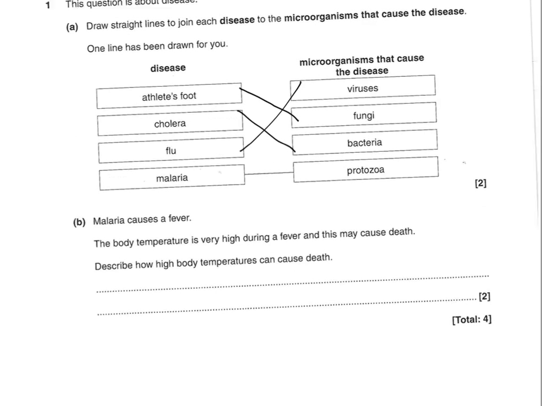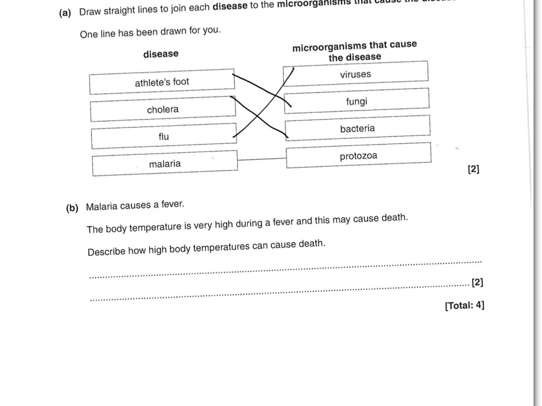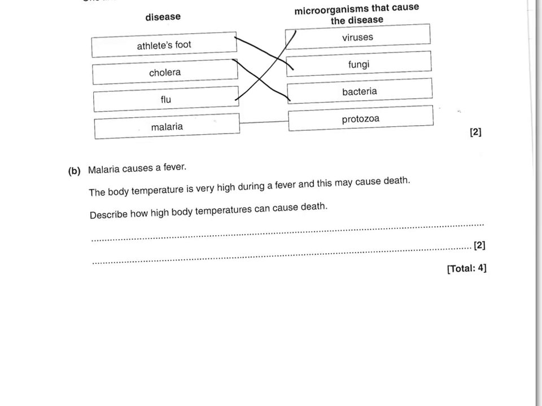Next question. Malaria causes a fever. The body temperature is very high during a fever and this may cause death. Describe how high body temperatures can cause death. So 2 marks, 1 mark saying heat stroke and 1 mark saying dehydration.